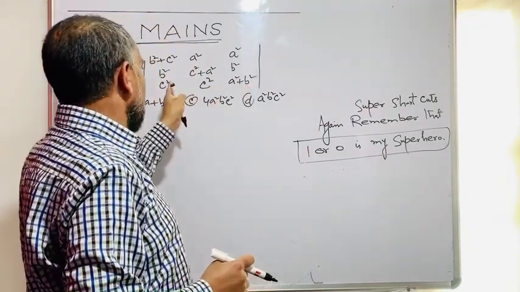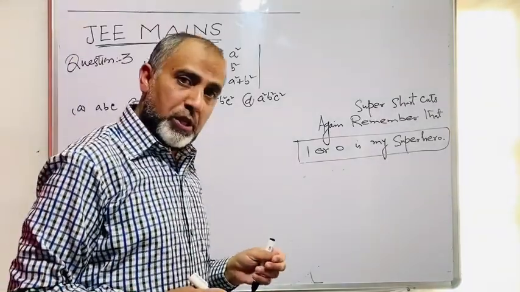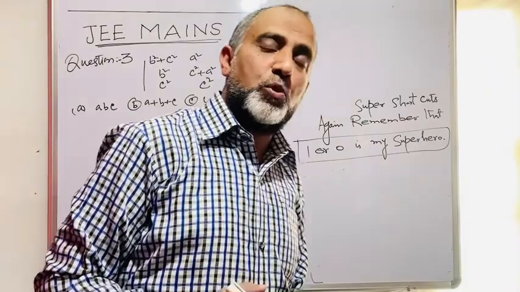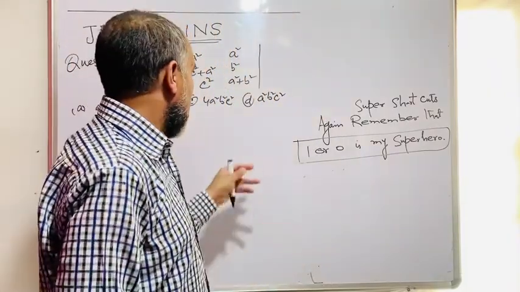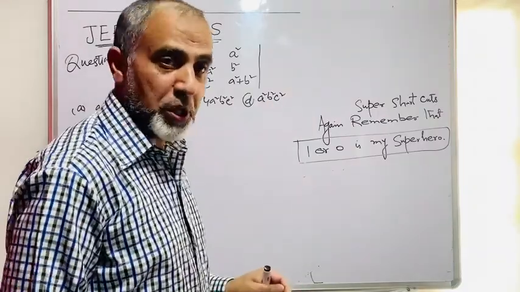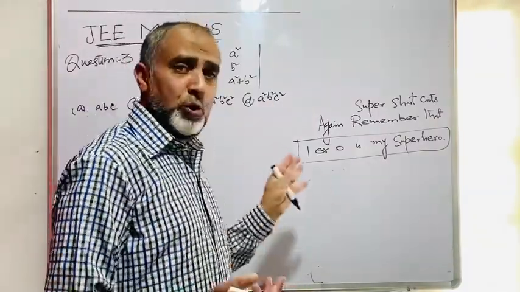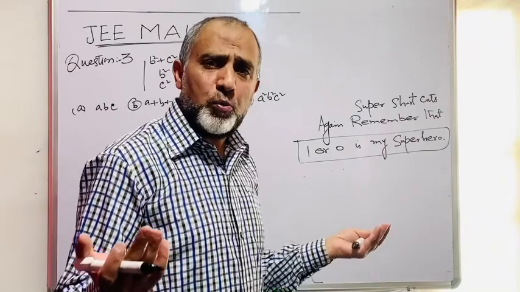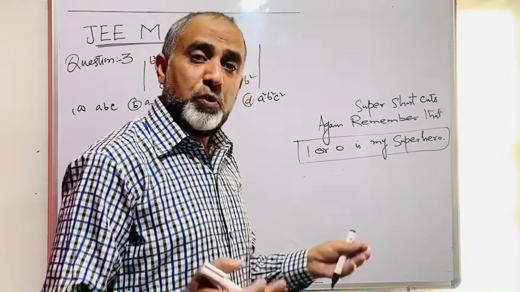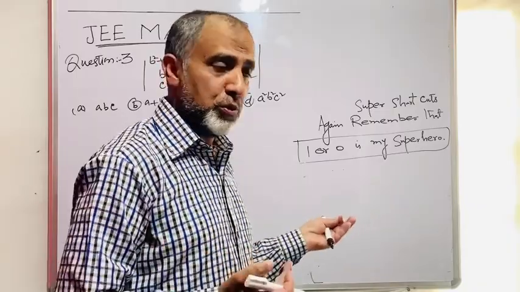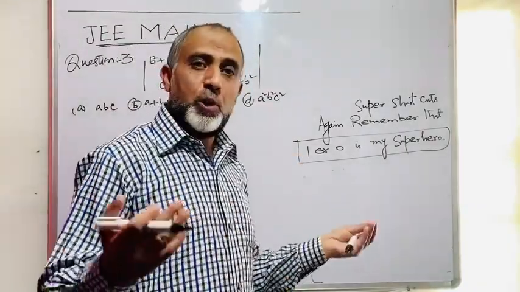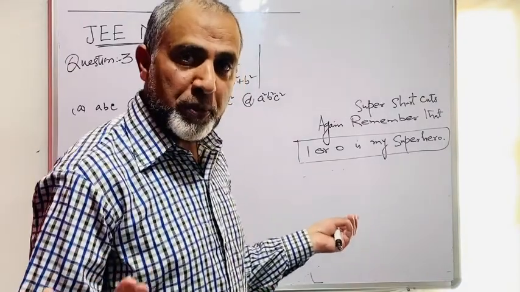So, options are given. First option is abc. Second is a plus b plus c. Third is 4 times a square b square c square. And finally, the last option is a square b square c square. In this question, naturally, we are supposed to use shortcuts, or rather super shortcuts. We'll use them, and again we'll rely on this: 1 or 0 is my superhero.